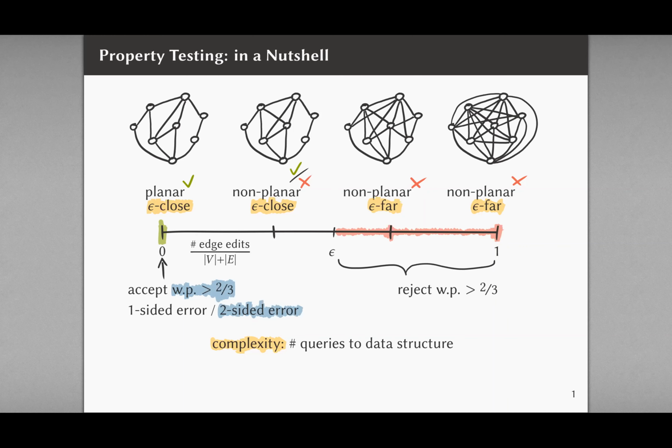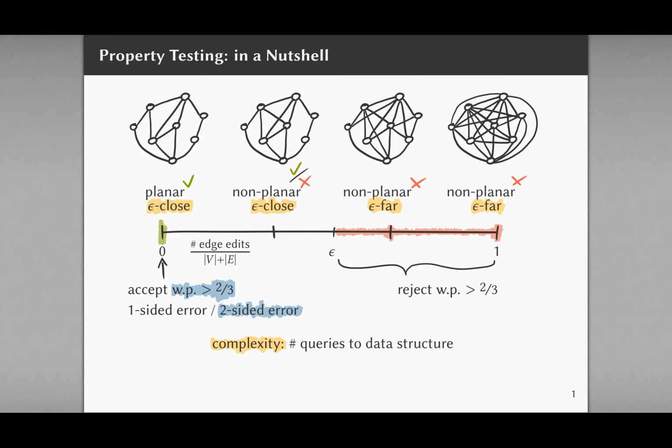And this gap we introduce by defining an edit distance. The edit distance we define is the number of edge edits we need to make a graph have a property, for example, planar, normalized by the size of the graph. So the number of vertices plus the number of edges.